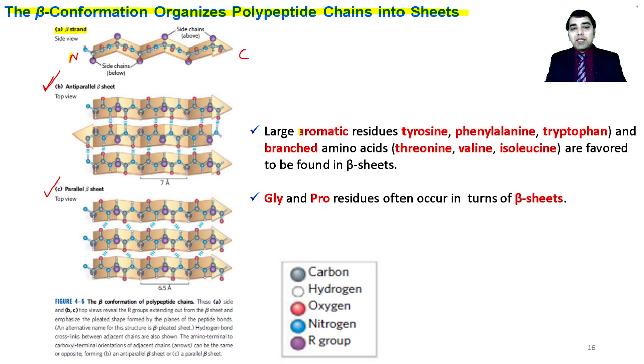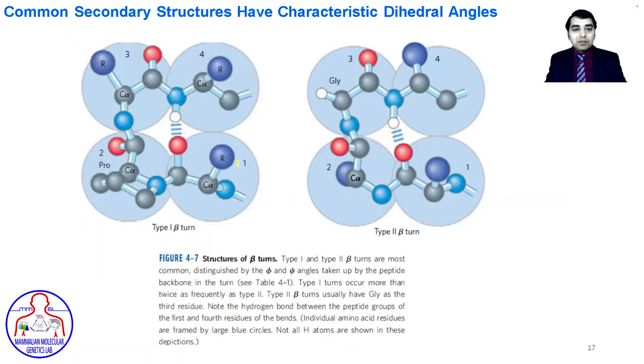The amino acids that favor the formation of beta sheets are aromatic amino acids like tyrosine, phenylalanine, tryptophan, and some of the branched chain amino acids like threonine, valine, isoleucine. While the beta sheets also contain glycine and proline in the turns of the beta sheet.